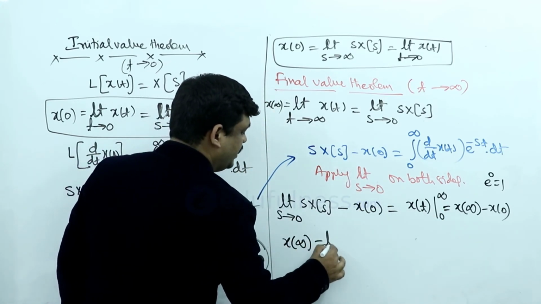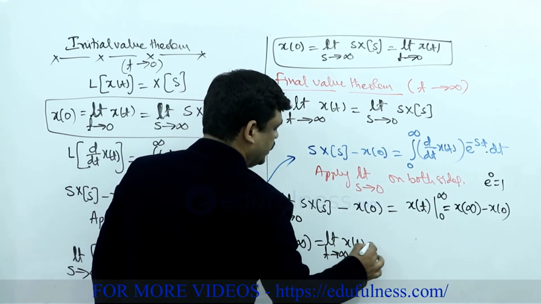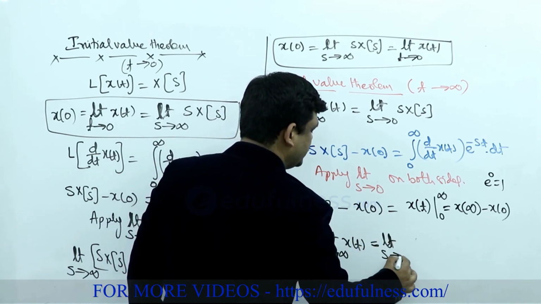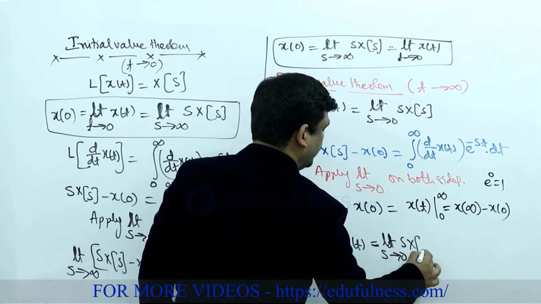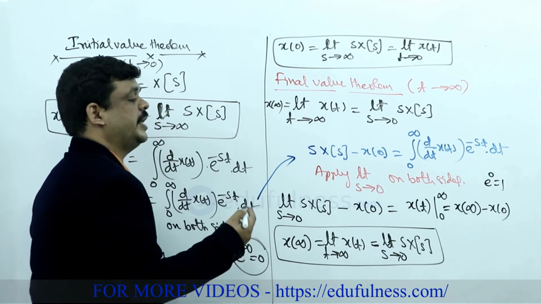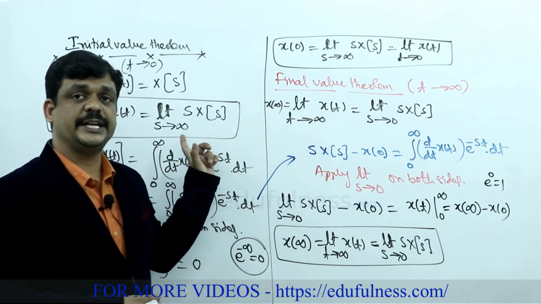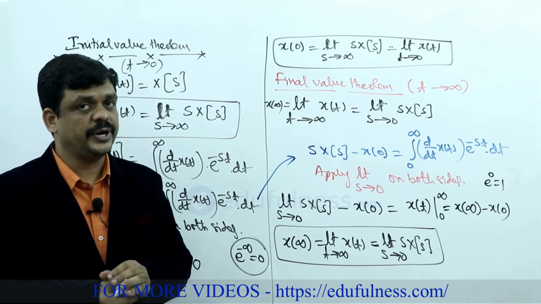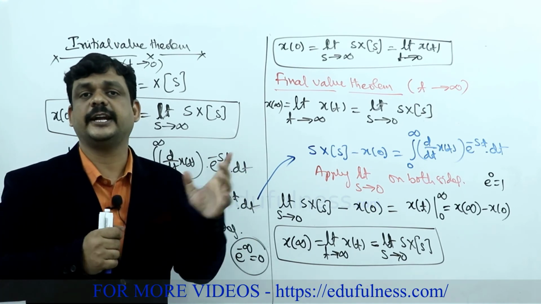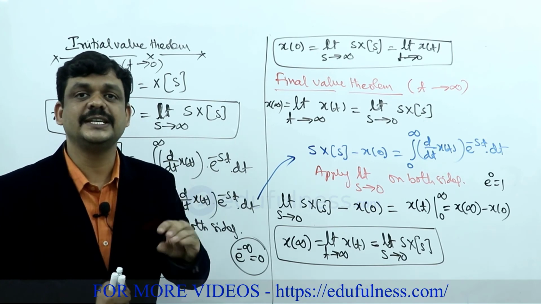X of infinity is nothing but limit t tends to infinity, x of t, and the LHS equation is limit s tends to 0, s into x of s. So this explains the standard statement or standard equation of final value theorem. So final value theorem and initial value theorem, these two are important because these two are used to find the initial and final conditions of the system or the initial and final conditions of the signal.